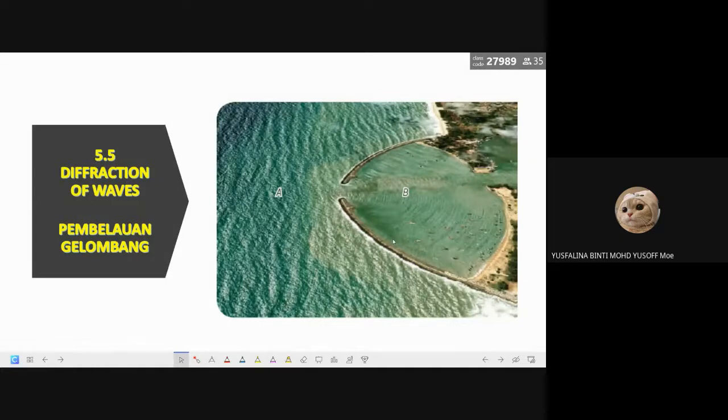Today we will learn about the diffraction of wave. There are actually four types of phenomenon of wave. The first one that we already learned is the reflection of wave, the second one is the refraction of wave, and the third one is diffraction, that we will learn later. The last one is interference. So these are the four types of phenomenon of wave. Let's see what diffraction of wave actually is.